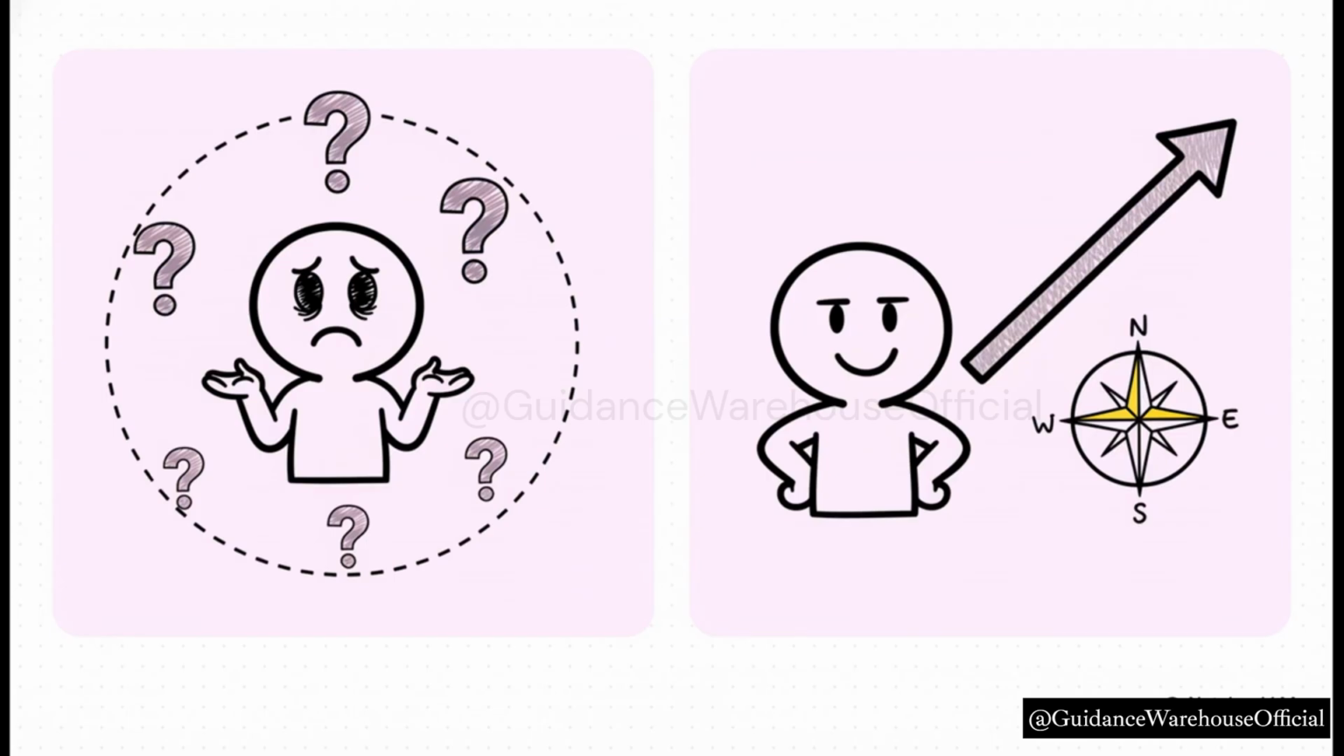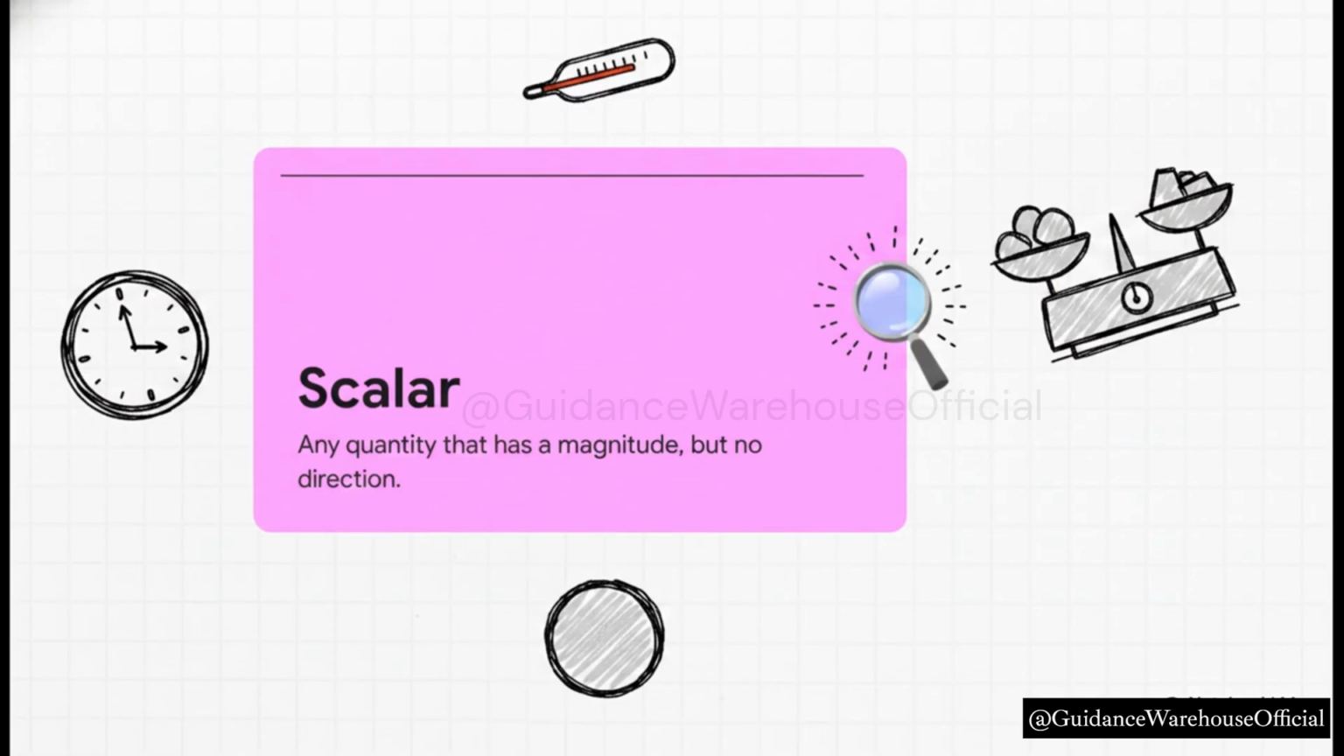Now, if you say, "I'm 5 miles north of here," now that's a vector. You've given them the how much and the where. Now your friend can actually find you. So for the official textbook definition, a scalar is any physical quantity that you can describe with its magnitude, or its size, all by itself, no direction necessary.